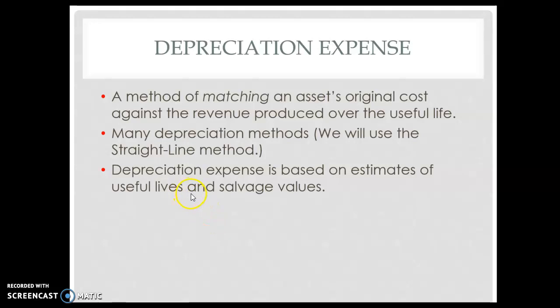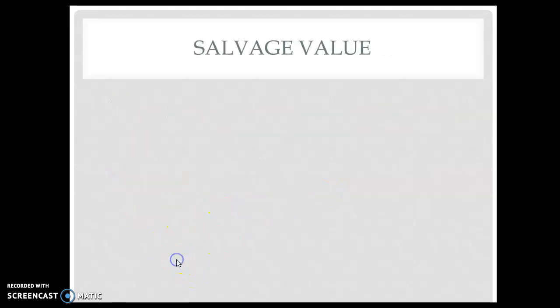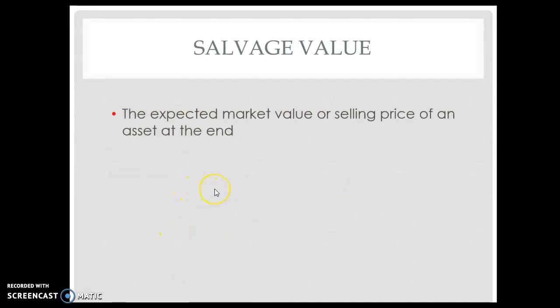Depreciation expense is based again on the estimate of the useful life, and we also have an estimate of a salvage value that management makes. So what is salvage value? That's the expected market value, meaning what do we think we can sell this thing for at the end of its useful life. So if I think this equipment is going to last for 10 years, how much do I think I can sell that piece of equipment for 10 years from now when I'm done using it?